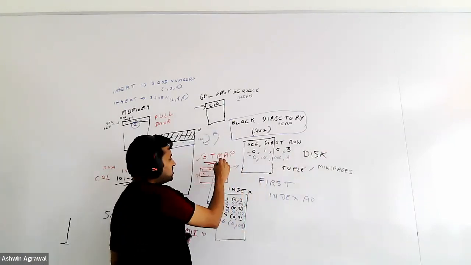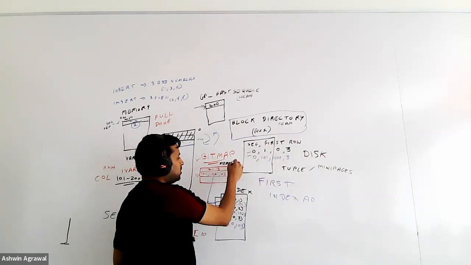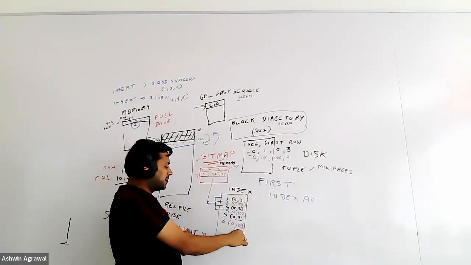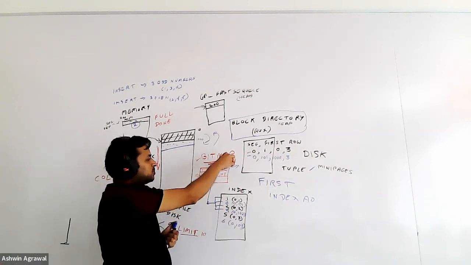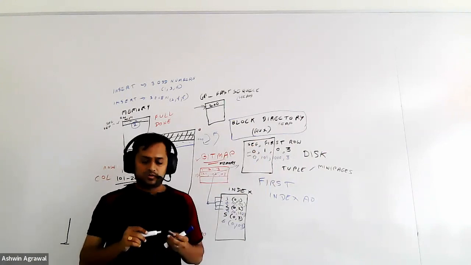This bitmap is in memory. It is created on the fly. When we are running the query, we figure out which index entries match the clause, and then this is created in memory, but the block directory exists on disk.